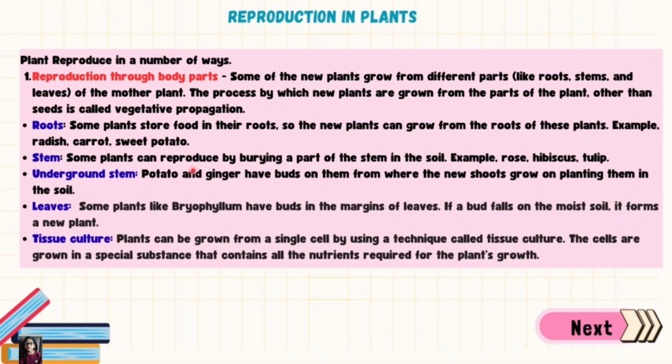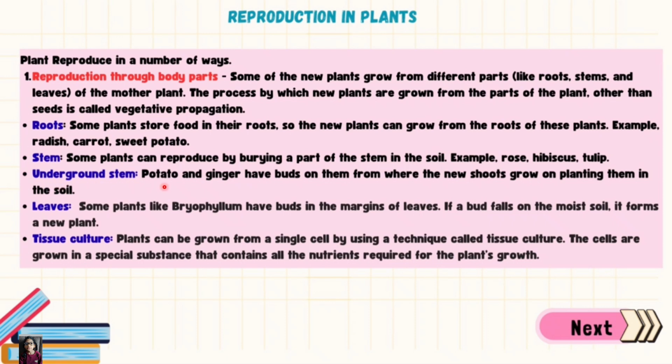Through stem. Some of the plants can reproduce by burying a part of the stem in the soil. Example, rose, hibiscus, tulip. So if we cut a piece of the stem of the rose plant and bury it into the soil, it will grow into a rose plant.